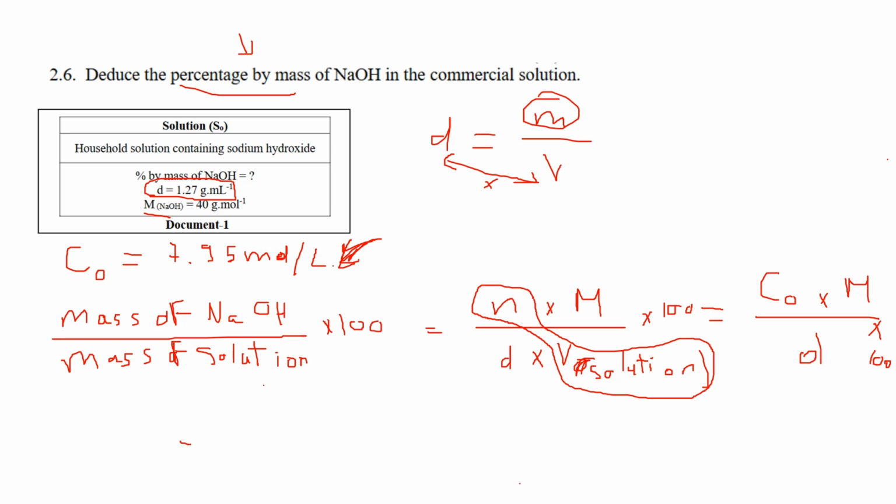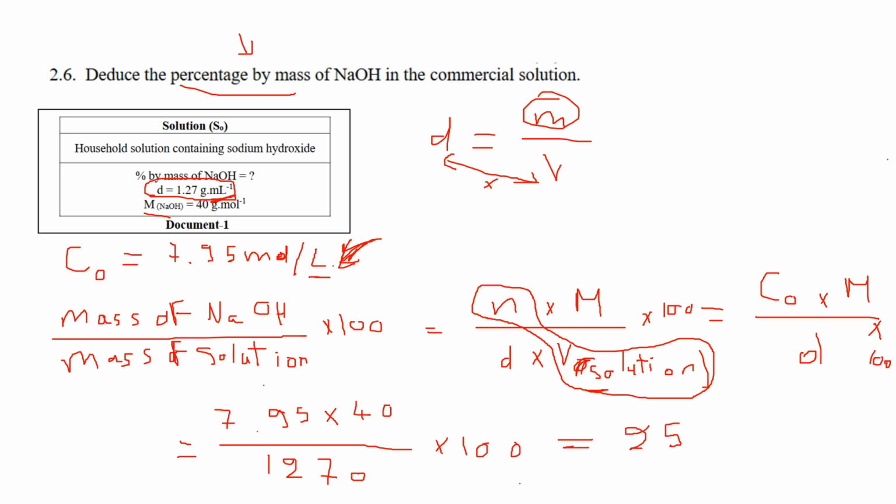Okay, let's calculate it. C0 is equal to 7.95 multiplied by the molar mass, which is 40, divided by the density. Again, the density, we should change it to grams per liter because we can't use milliliters. We're working with a volume in liters, because the concentration is 7.95 moles per liter. So this has to be changed: 1270 grams per liter, multiplied by 100, which will give us the same answer, 25%.